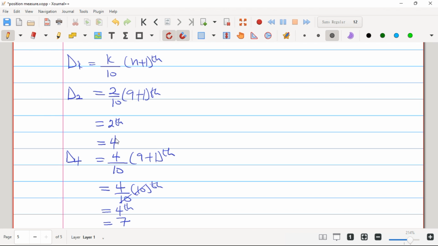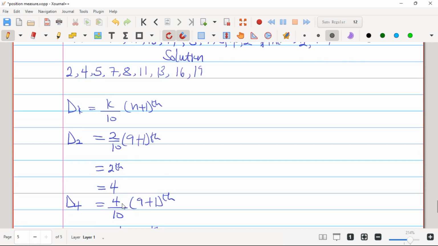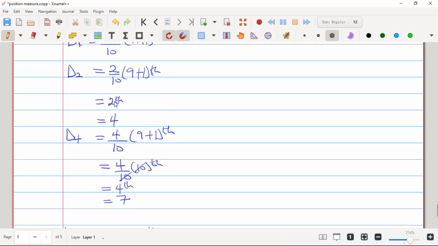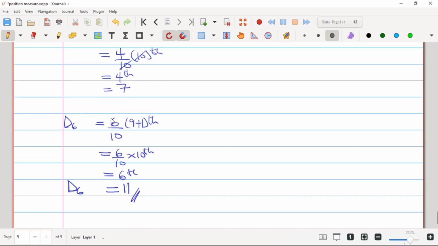That's D2, right? For D4, you are going to have 4 divided by 10 times 9 plus 1 position, right? Of which you are going to get 4 divided by 10 times 10 position. This one will cancel that. We are going to get 4th position. When we come here, 7 is what? Our 4th position.